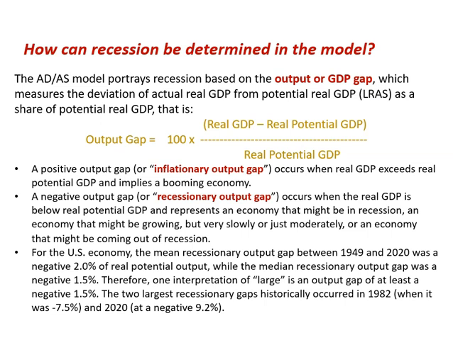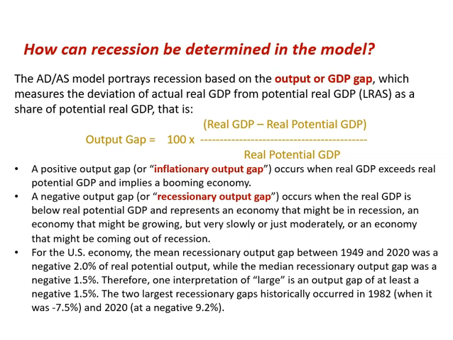How can recession be determined in the model? The model portrays recession based on the output or GDP gap, which measures the deviation of actual real GDP from potential real GDP, or LRAS, as a share of potential real GDP, as we learned earlier, and is calculated, as shown on this slide, as the difference between actual real GDP and real potential GDP, divided by real potential GDP, then multiplied by 100.